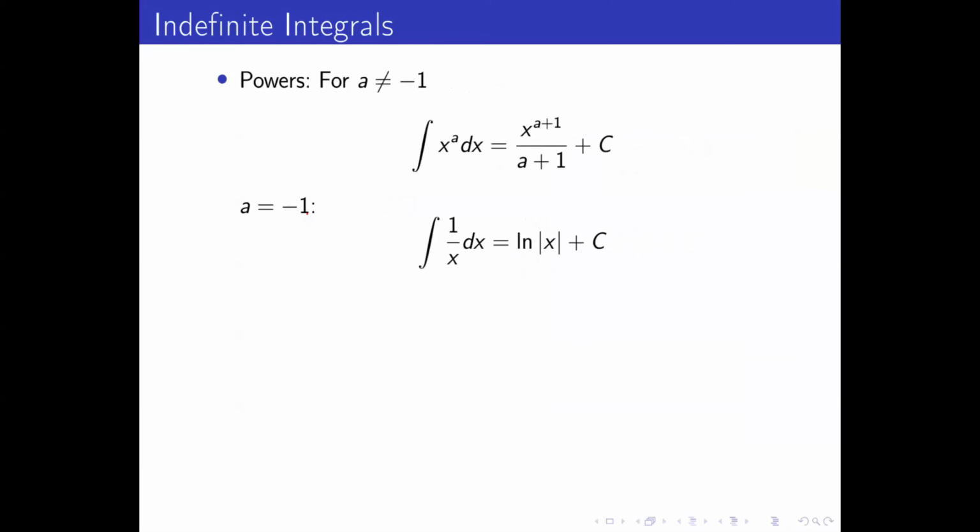So here's a couple of examples that I think you all know already. For powers, one thing you have to remember is you have two different formulas when the power is -1 and different from -1. When a equals -1, you have 1 over x, and the antiderivative is log x.